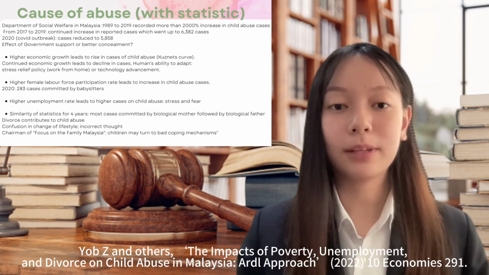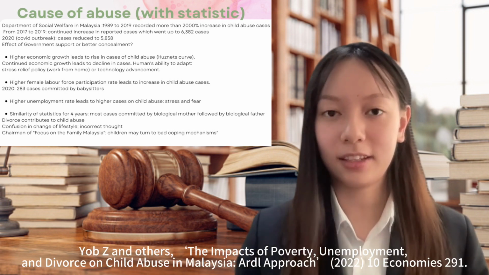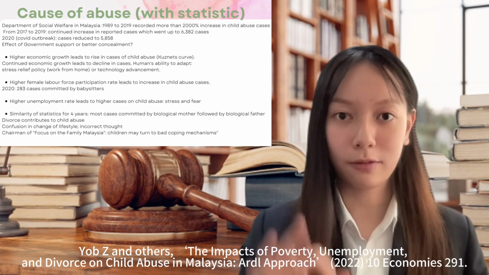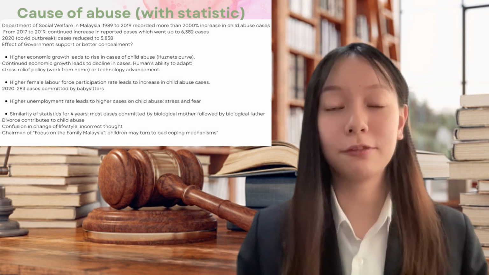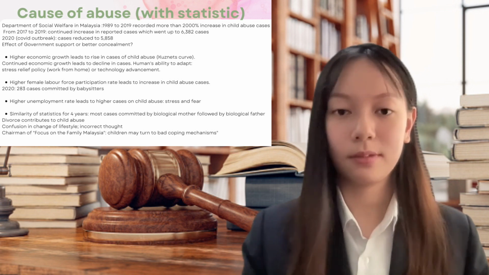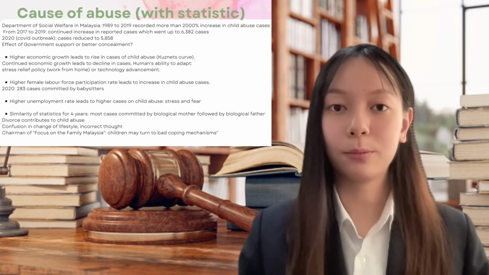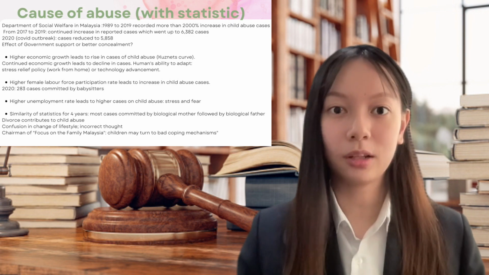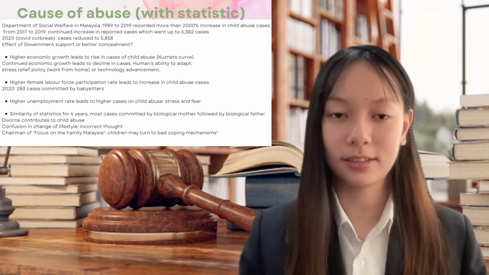The data collected from 1989 to 2019 recorded more than 2,000% increase in child abuse cases in a span of 30 years. This heartbreaking figure does not include cases which are still undiscovered and remain hidden. Our group has compared a statistic from 2017 to 2020, which is the latest edition, and observed the trend in this type of domestic violence.